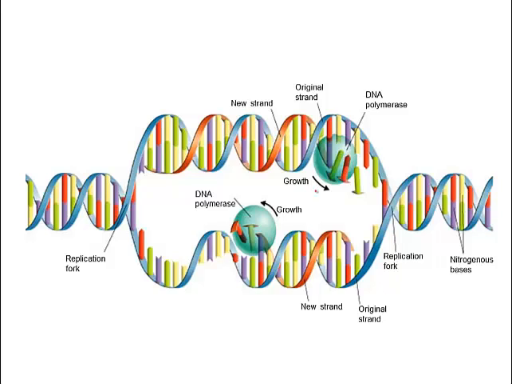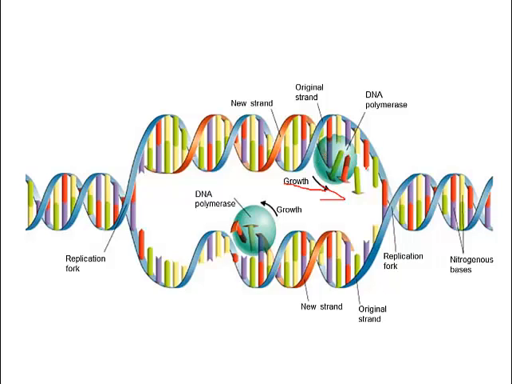What they're doing is taking free nucleotides that are available within the cell, and bringing in the correct one based on complementary base pairing. And this happens on both strands in opposite directions. So we're going in this direction down here for this growth.